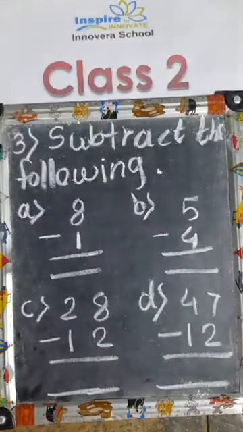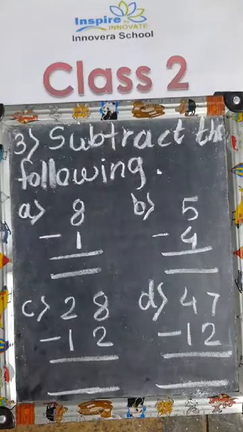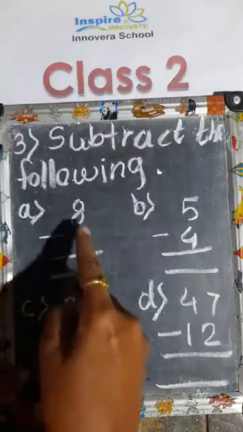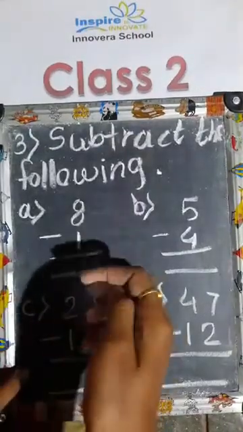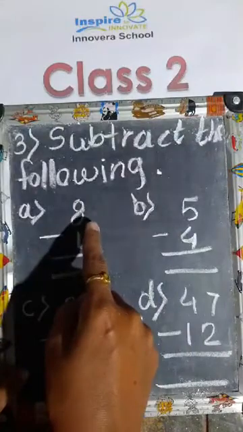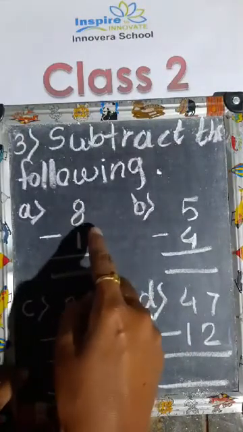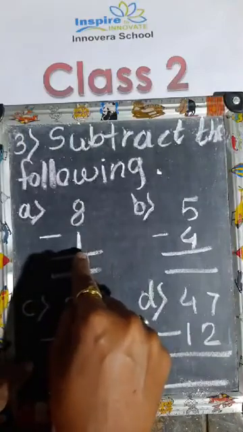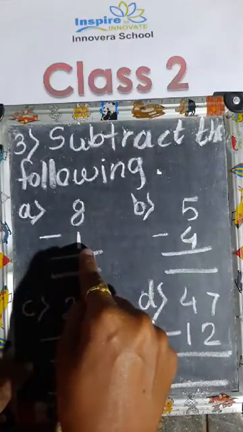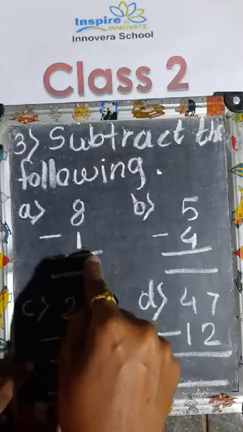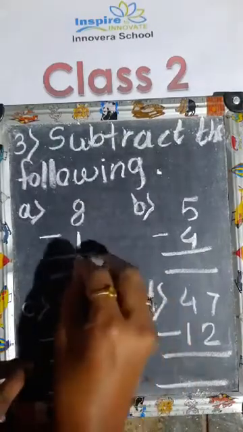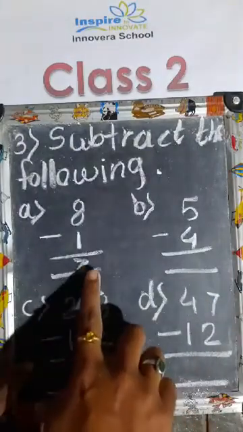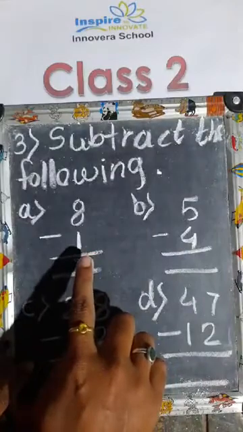Chalo, we will start with A. 8 minus 1. Suppose I have 8 chocolates with me. From that, I gave one to a boy. So how many chocolates are left with me? The answer will be 7. This is a 1 digit subtraction.